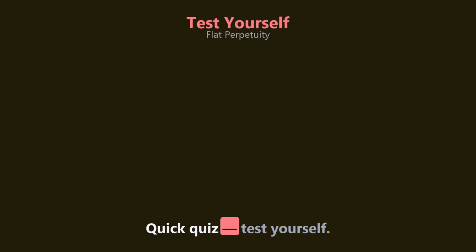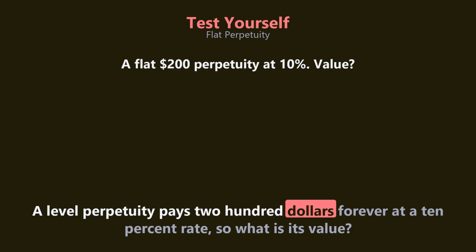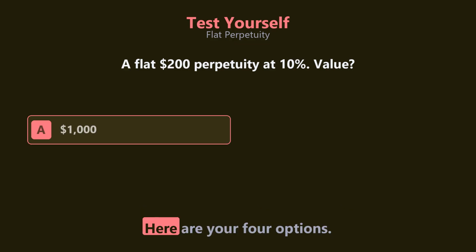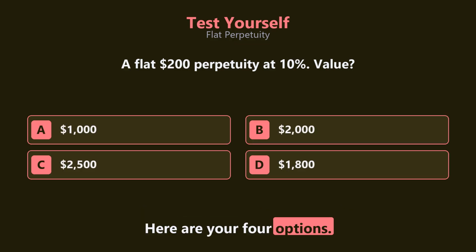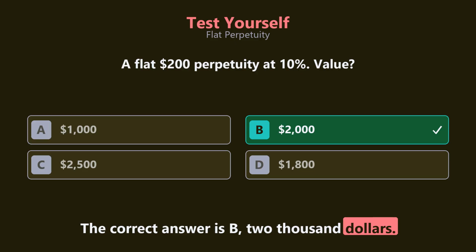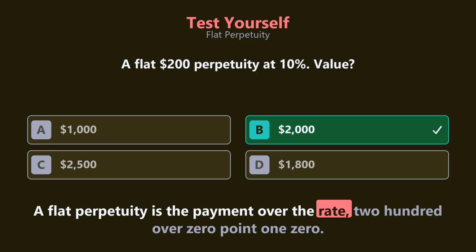Quick quiz, test yourself. A level perpetuity pays $200 forever at a 10% rate, so what is its value? Here are your 4 options. Pause the video and solve it now. The correct answer is B, $2,000. A flat perpetuity is the payment over the rate, 200 over 0.10.